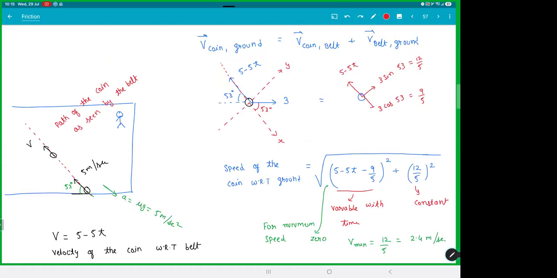A better way would be this. The one who is changing with time, don't mess with him. The other one who is constant, split him. Then we can say the variable component has to become 0, and the constant, you can't go below this. So the minimum answer is 12 by 5.